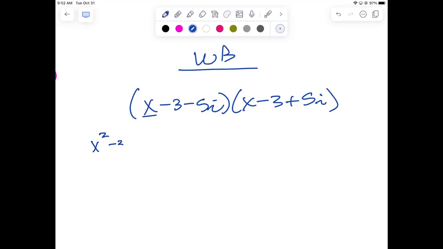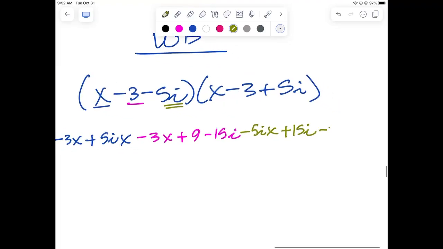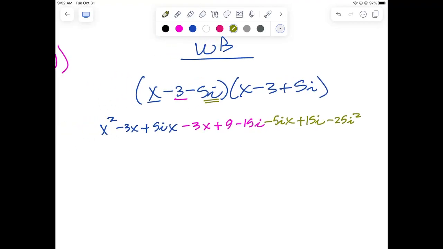I'll start with the x and distribute all the way through. So we get x squared minus 3x plus 5ix. I'll switch flavors now. I'll distribute the negative 3: minus 3x plus 9 minus 15i. Switch flavors one last time. Distribute the negative 5i, and you get negative 5ix plus 15i. And then here we get minus 25i squared. So that's the careful expansion. It's not difficult. It's a little bit tedious.